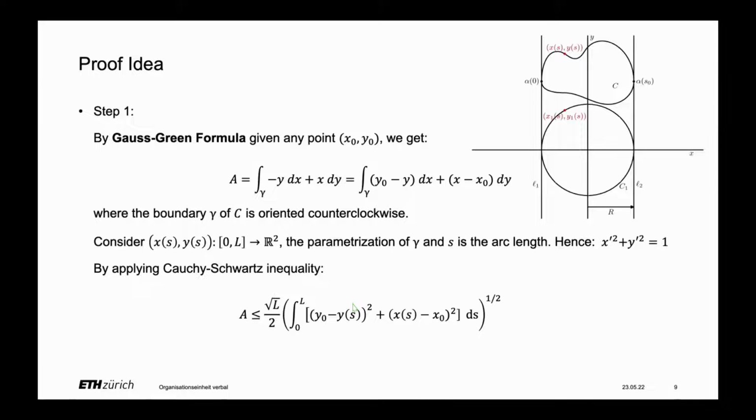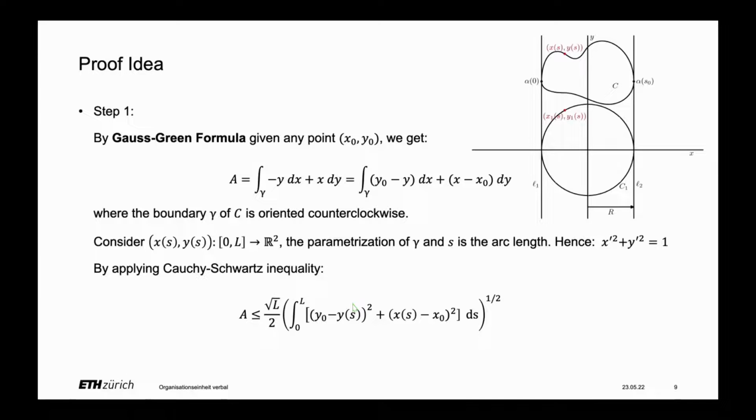Now we consider a parametrization of gamma. I believe you have seen that also in analysis. In this case, it's a simple parametrization where s is the arc length. We can see in our graphic, suppose this is our figure. Through the parametrization, we look at it on a circle, such that we can show the inequality. Therefore, x prime squared plus y prime squared is equal to 1.